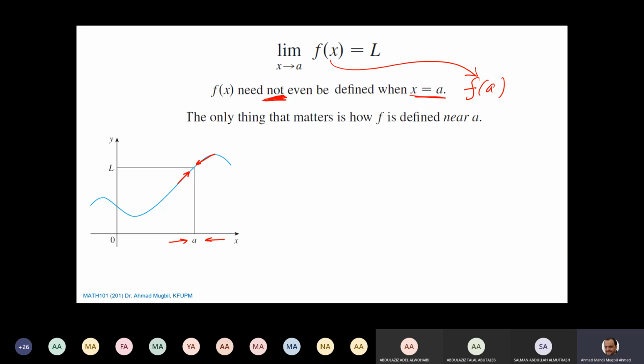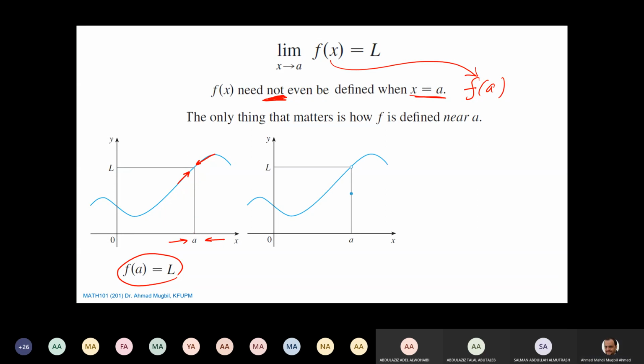It is L. Now, the limit of the function here, it is L. And you can see also that f of a is the same. The value of the function at a is L. Look here. The limit when x is approaching a from the right or from the left, the y value is approaching what? It is approaching L.